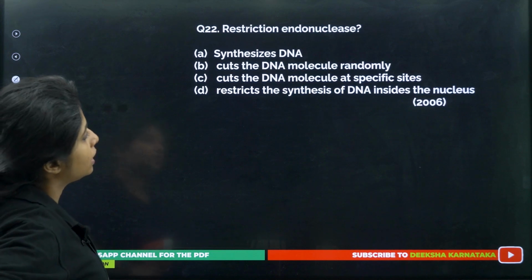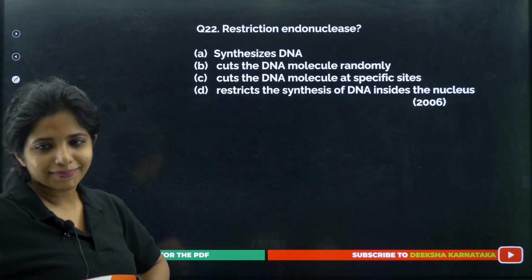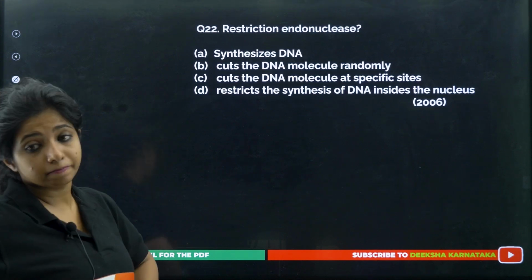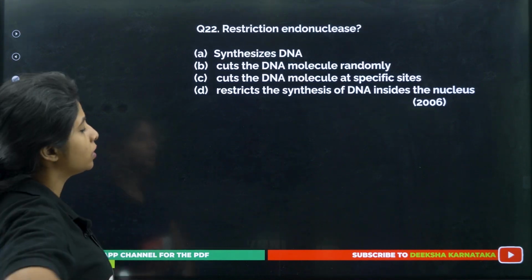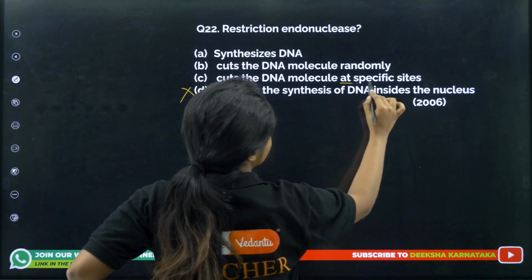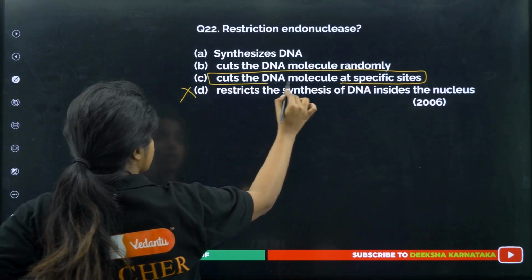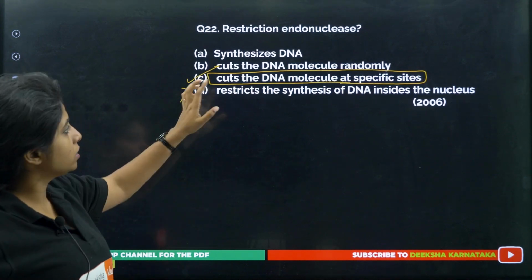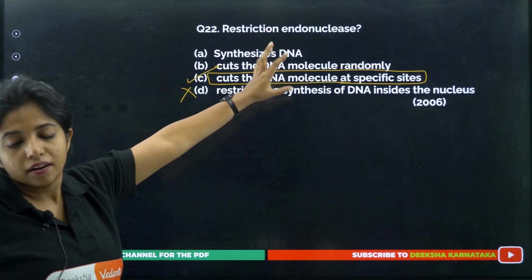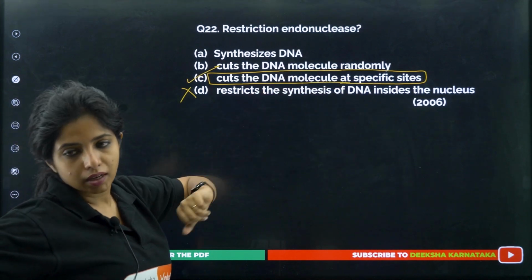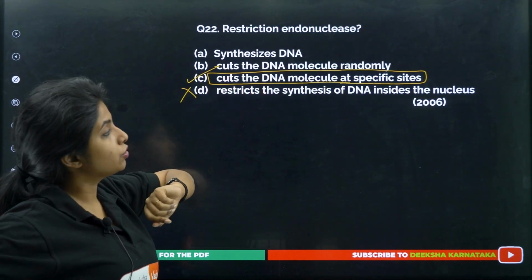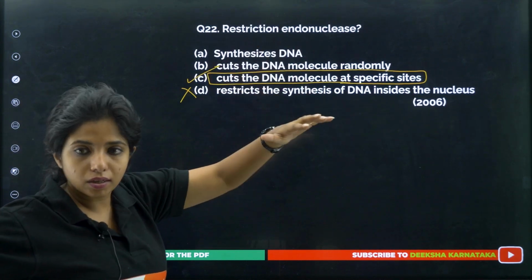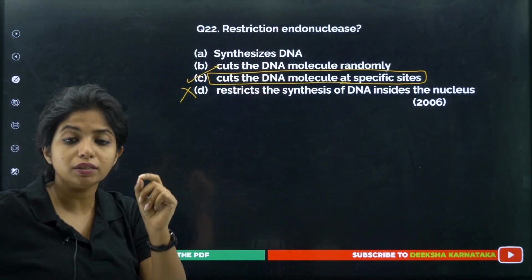22. Restriction endonuclease does what? Synthesizes the DNA, cuts the DNA molecule randomly, cuts the DNA molecule at specific sites, restricts the synthesis of DNA inside the nucleus, nothing. Cuts the DNA molecule at specific sites, specific palindromic sites. This becomes correct. Now, to confuse you, they can give you an option like: cuts the DNA molecule at specific sites, specific ends of the DNA. The second option will be: cuts the DNA at specific sites within the DNA sequence. So you should know it's within the DNA sequence. Give attention to these small details.